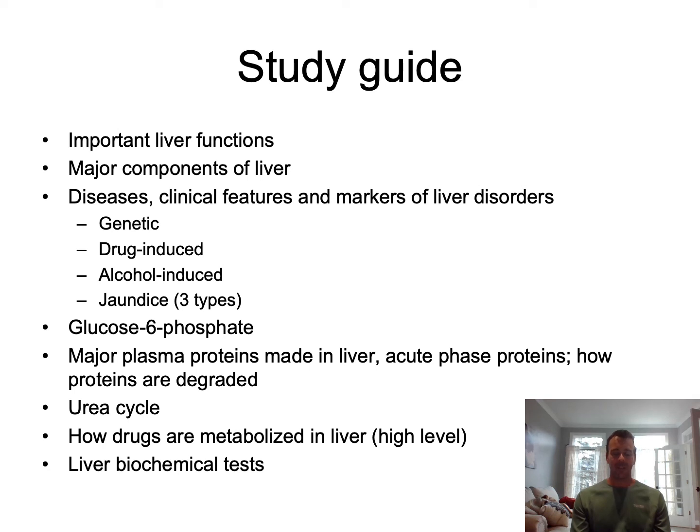How the urea cycle relates to liver metabolism. And again, at a high level, how drugs are metabolized, particularly phase 1 and phase 2, what that metabolism looks like. And then the liver biochemical tests, I went over some of those briefly, what those are used for, and why they're important.